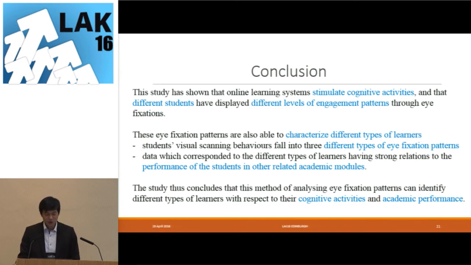And the data which corresponds to these eye fixation patterns will thus show some form of relationship with the performance of the students in other academic modules as well. So to conclude, the research method of analyzing eye fixation patterns can identify different types of learners with respect to their cognitive activities as well as academic performance.